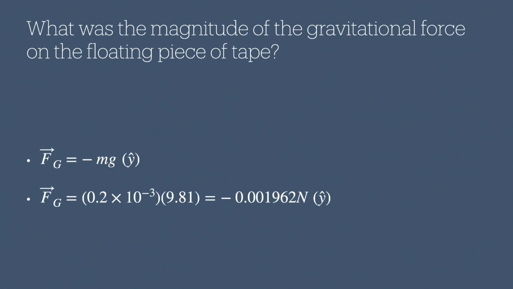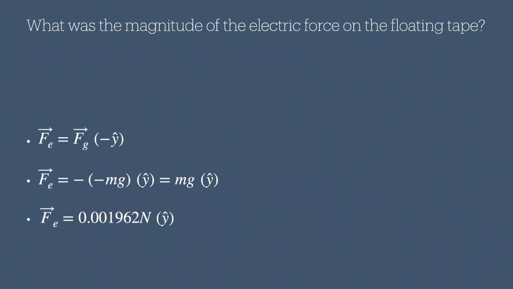The magnitude of the gravitational force is given by negative mg, which has been covered before. By plugging in the values, including the mass of the tape, you get minus 0.001962 newtons in the negative y direction. Since the tape overcomes the gravitational force and is floating, the electric force caused by the tape below should be equal in magnitude but opposite in direction to the gravitational force exerted on the tape. So this force should be 0.001962 newtons as well, but in the positive y direction.